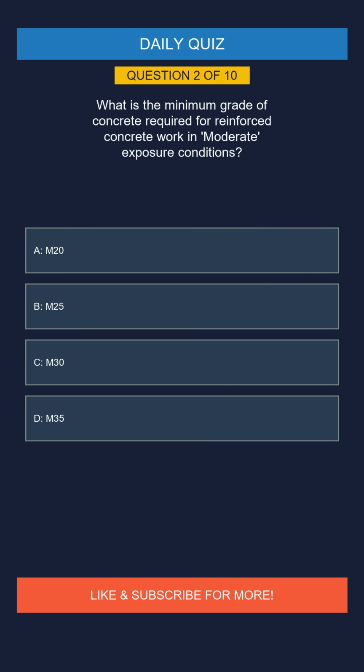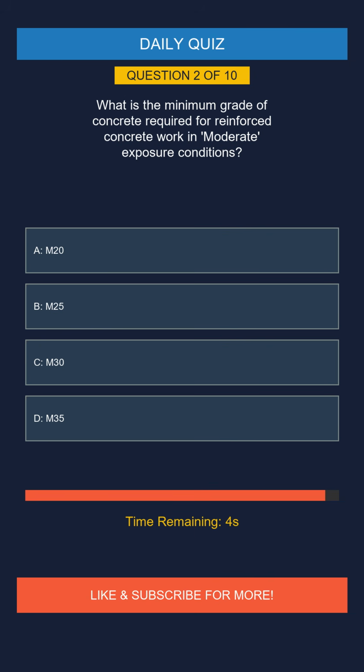Question 2. What is the minimum grade of concrete required for reinforced concrete work in moderate exposure conditions? Option A, M20. Option B, M25. Option C, M30. Option D, M35.